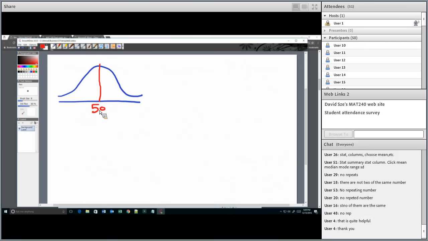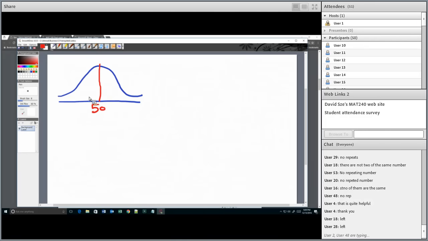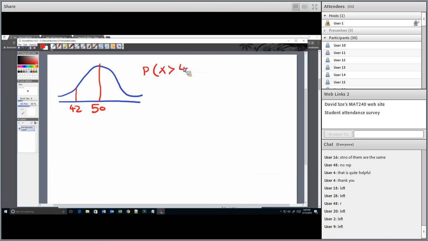So where would 42 be? On the left or the right side? On the left side, right? So 42 is going to be here somewhere. And we need the probability that x is greater than 42. So which area am I going to highlight? Excellent. Area 42 or higher. Yes, so this area. That is what I'm looking for.